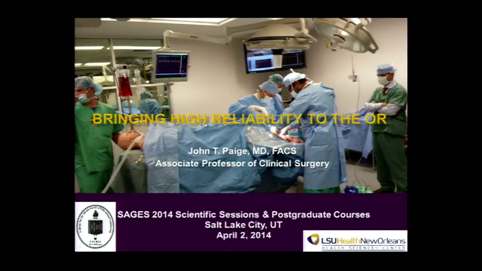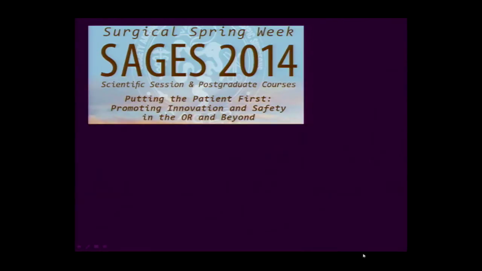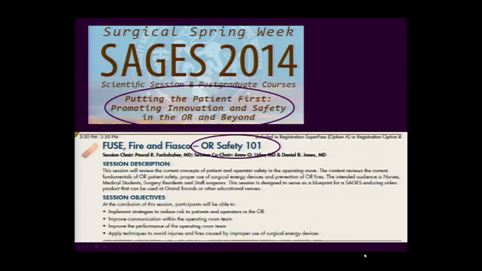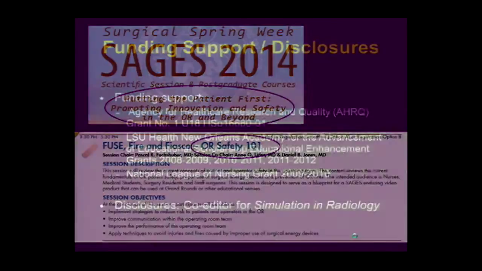I often give this version of this talk, and I like to call it bringing high reliability to the operating room, because that's what we're trying to do. We're trying to create highly reliable OR teams so we can become the high reliability organization that the patients and the public want us to be. I'm also very happy to be part of this because I think we're right on target with the theme of SAGES 2014, looking at patient first and safety, and this is titled OR Safety 101.